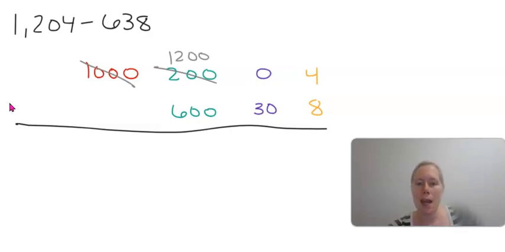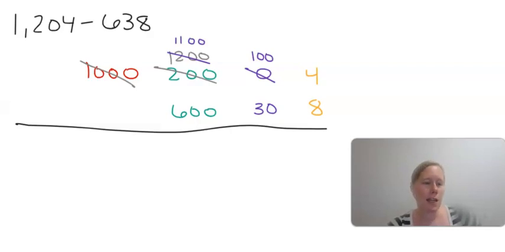Okay, then I know that I'm going to have to regroup into my tens as well. So I'm going to take one of my 1,200s that I just made, and I'm going to move it over here for 100. And that's going to leave me with 1,100.